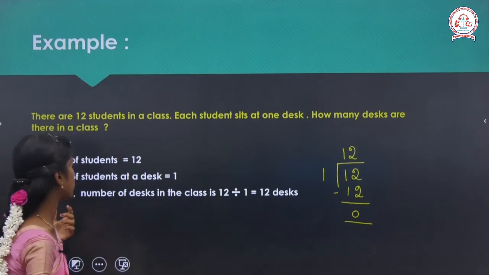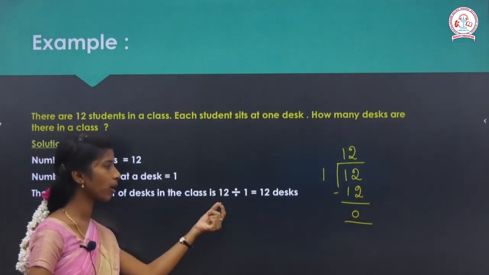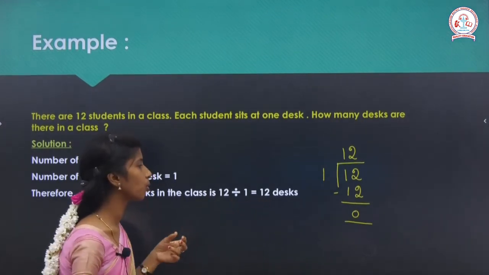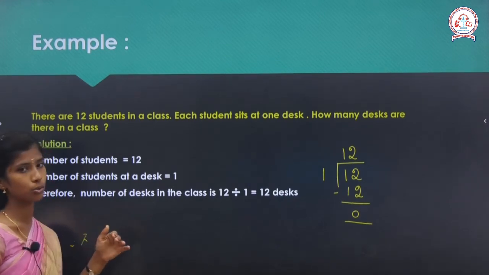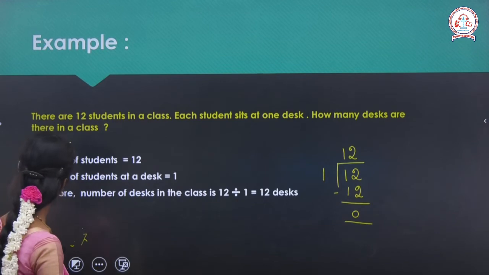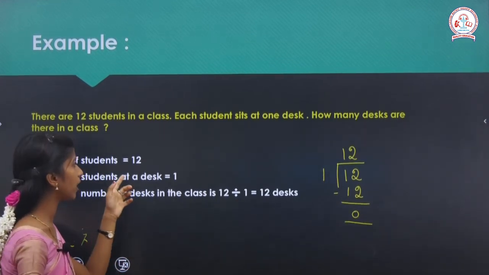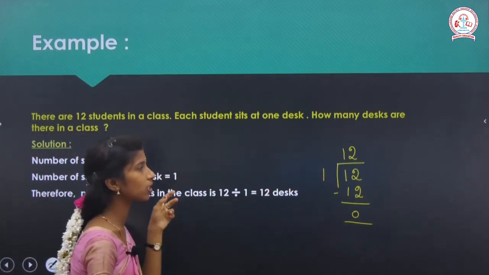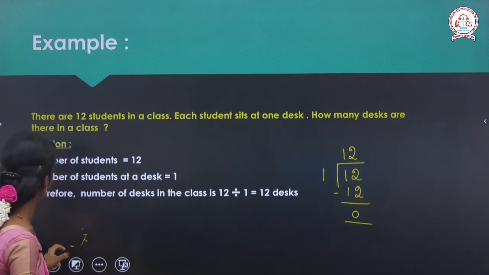So, the answer is what? The number of desks in the class is 12 divided by 1 is equal to 12 desks. So, we need 12 desks to make the 12 children to sit. So, that is all the answer. So, what is the conclusion here? We divided 12 by 1 and we got the same answer, right? So, this is what the fact 1, children.